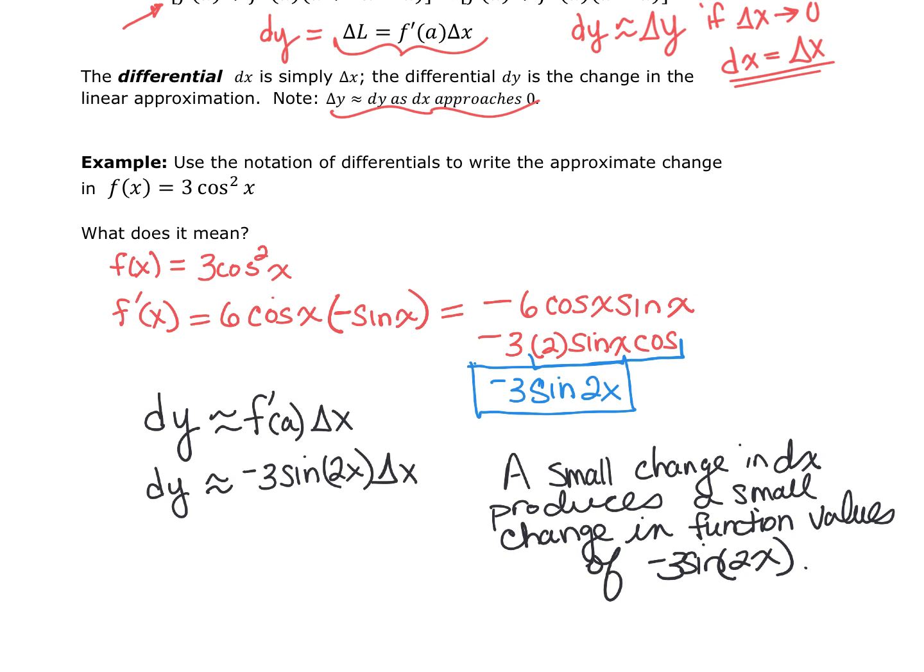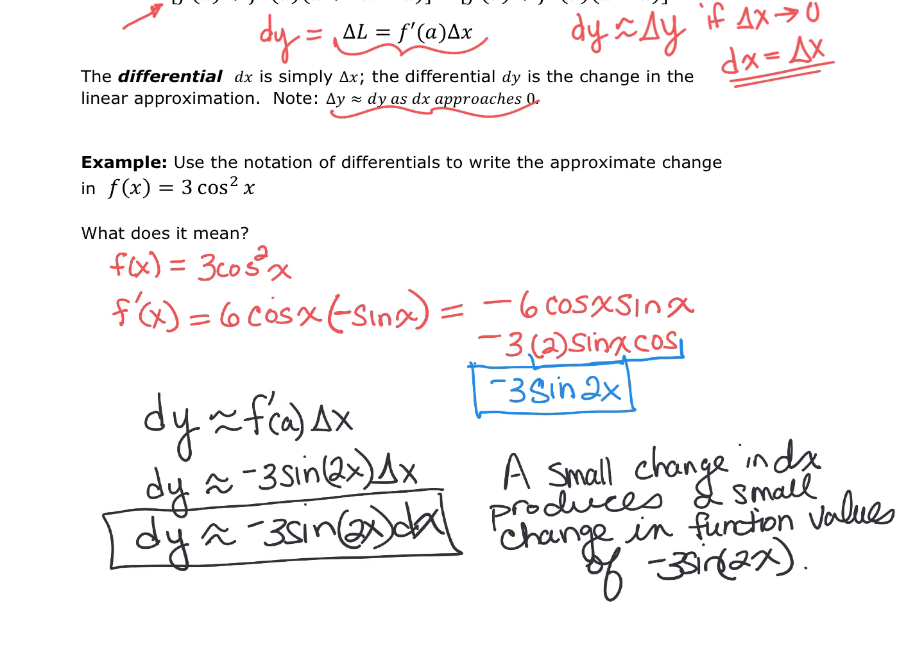By the way, let's just go back here real quick. Since dx and delta x are the same, we're going to write this as dx. So perhaps I should have done that up here, called this dx rather than delta x.